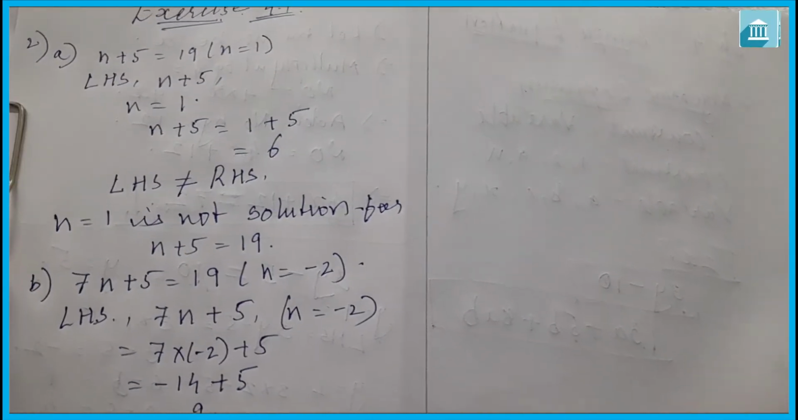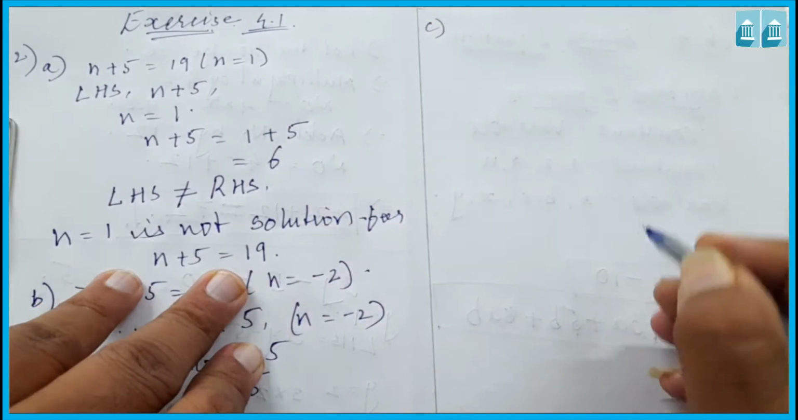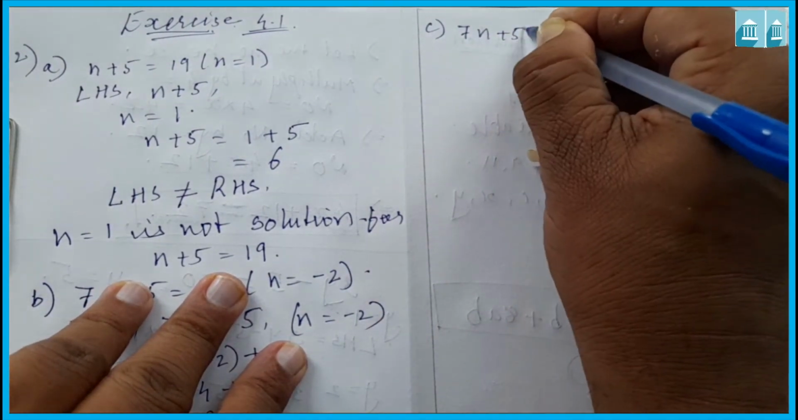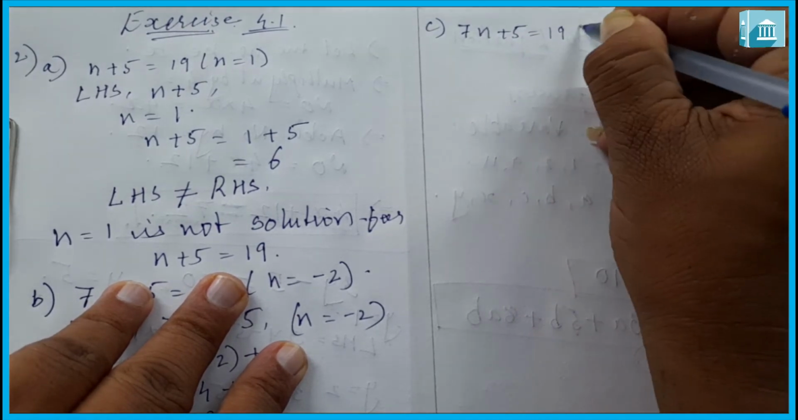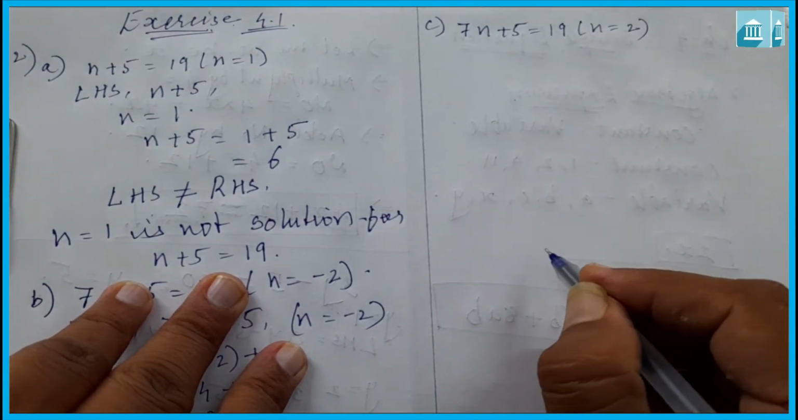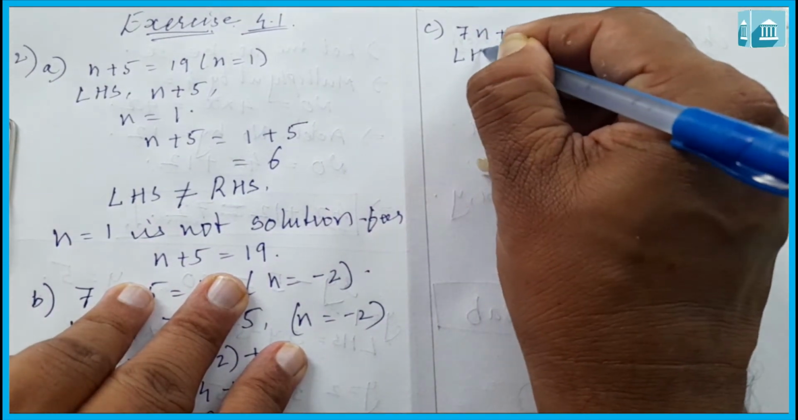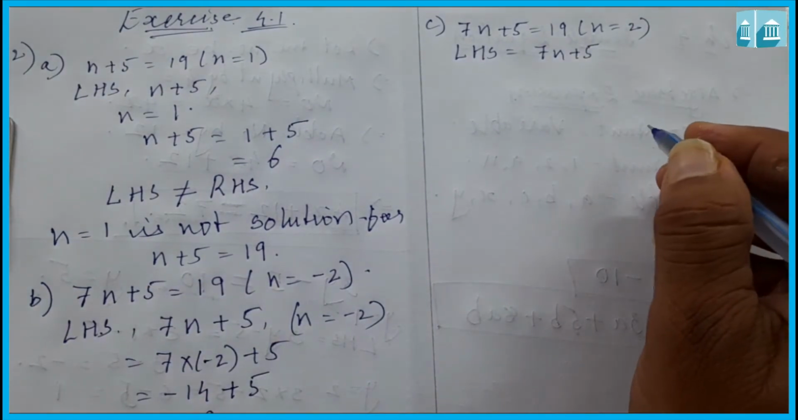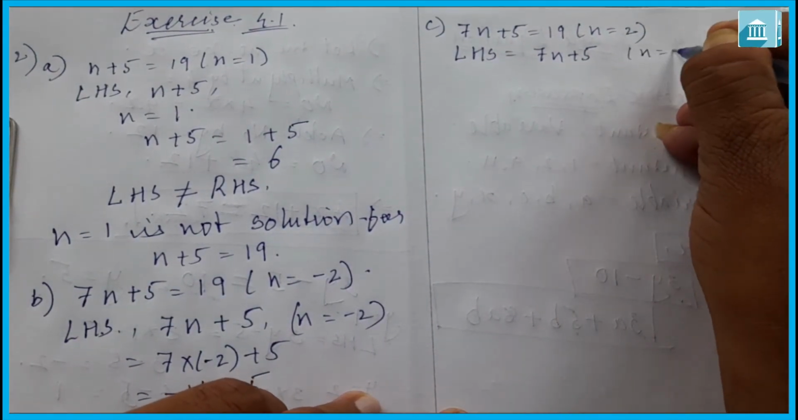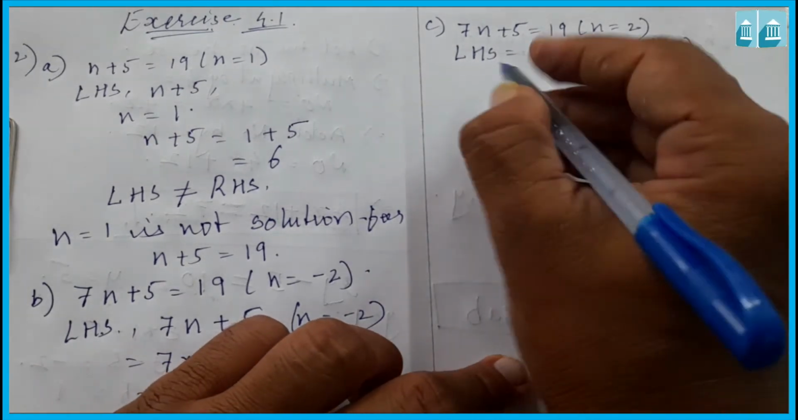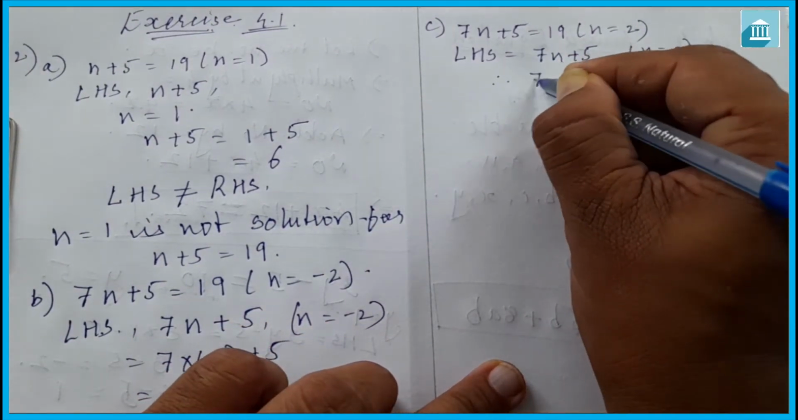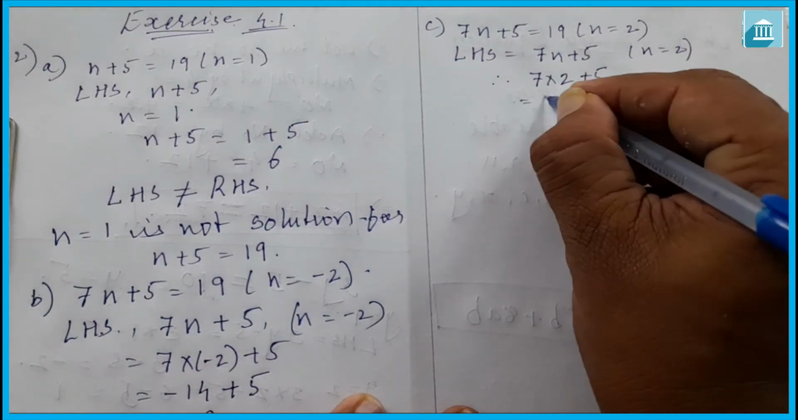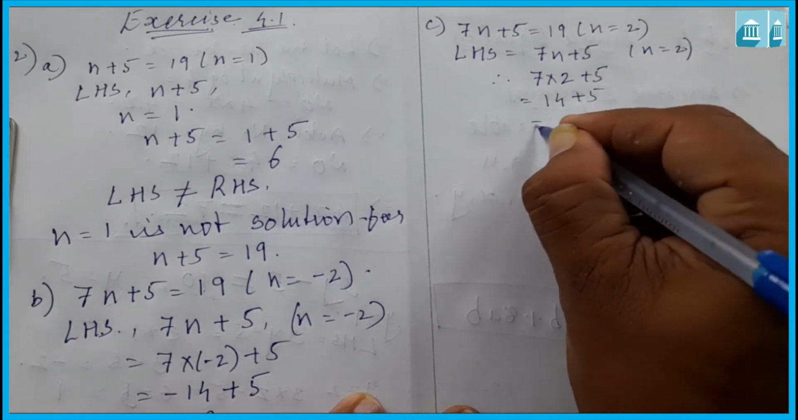Now let us see C1. C1 is here 7n plus 5 is equal to 19, where n is equal to 2. Now let us solve it. Left hand side is equal to 7n plus 5, where n is equal to 2. Therefore, 7 into 2 plus 5, which is equal to 14 plus 5, which is equal to 19.